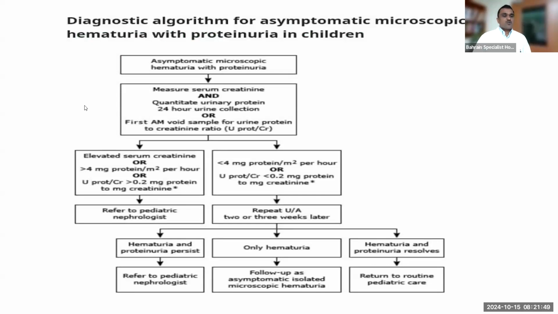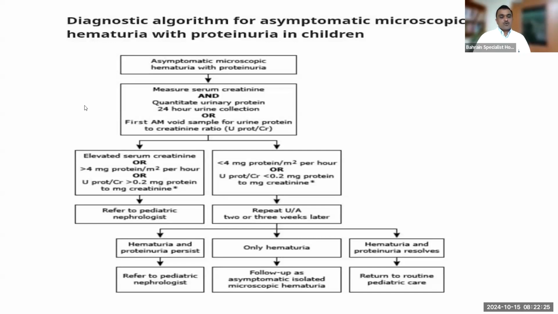So if there is asymptomatic microscopic hematuria with proteinuria, you have to measure the serum creatinine, and you have to do the quantitative urinary protein, 24 hours urinary protein, or the early morning voided sample for urine protein by creatinine ratio. If there is an elevated serum creatinine or the protein excretory rate is more than 4 milligrams protein per meter square per hour, then you have to refer to the pediatric nephrologist. Or if the protein concentration is less, then repeat the urine analysis 2 to 3 weeks later. If the hematuria still persists and proteinuria persists, refer to a pediatric nephrologist.